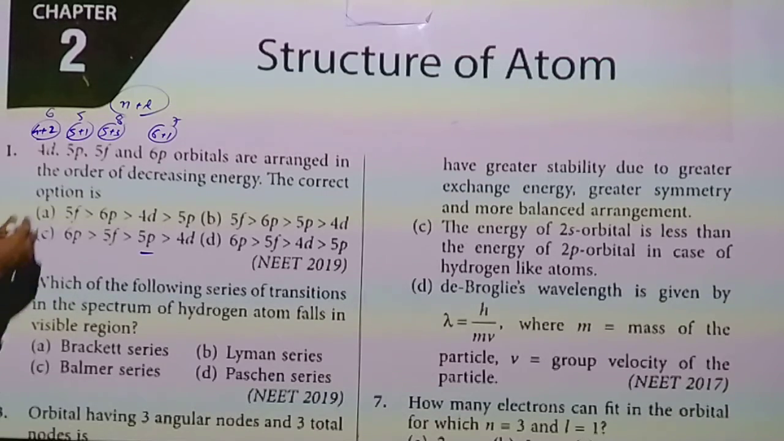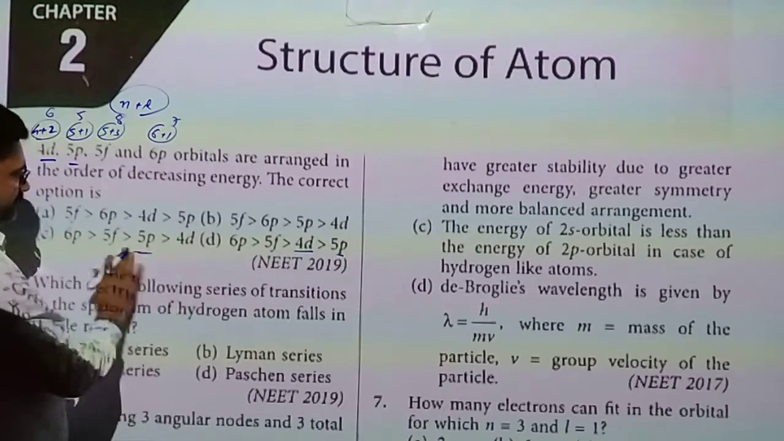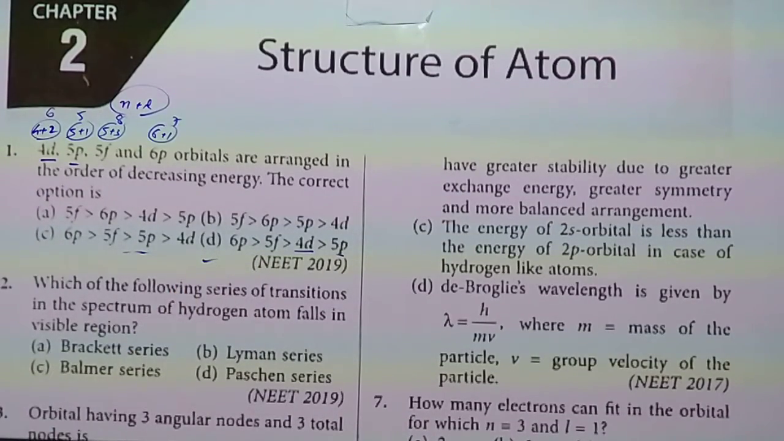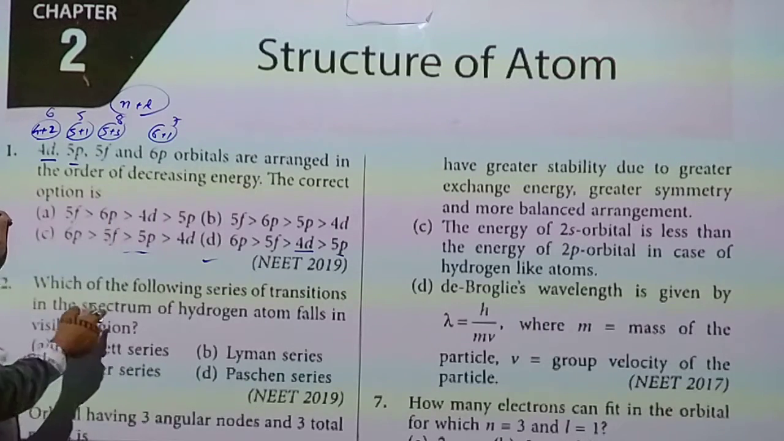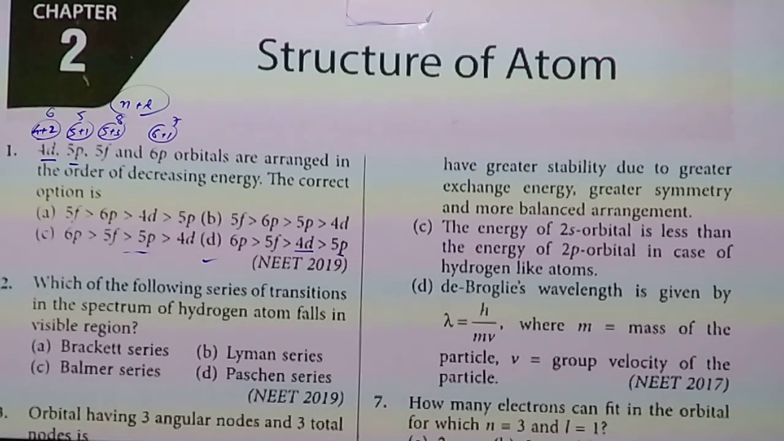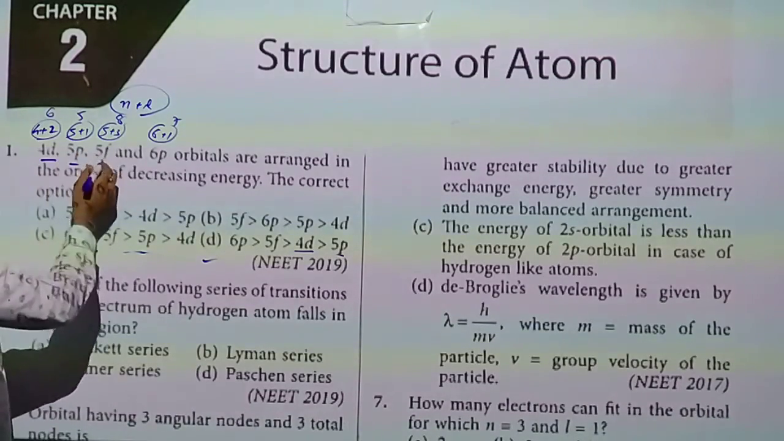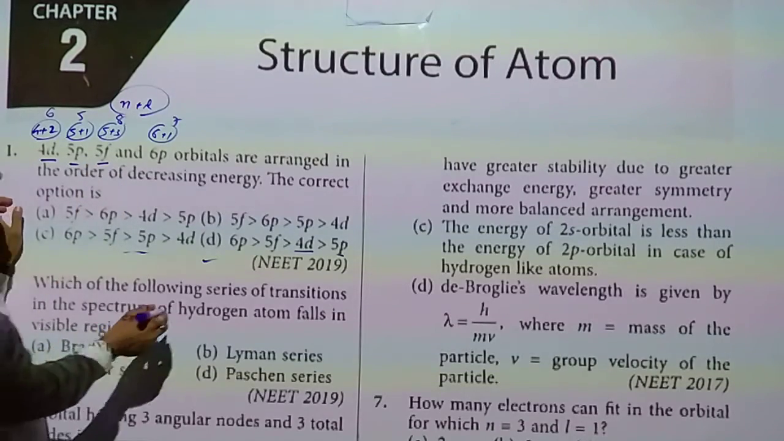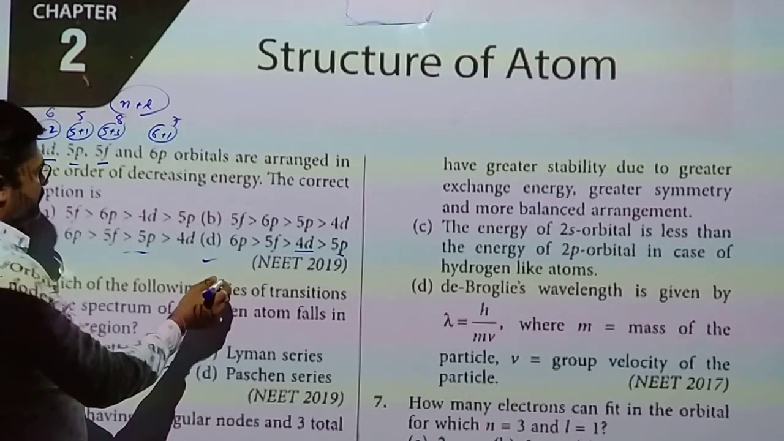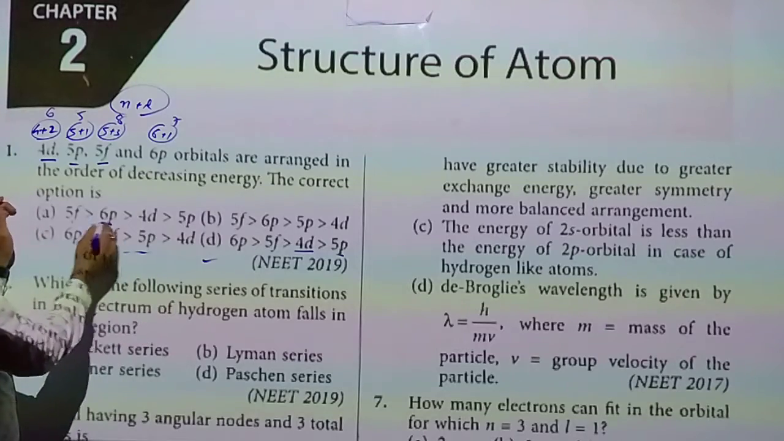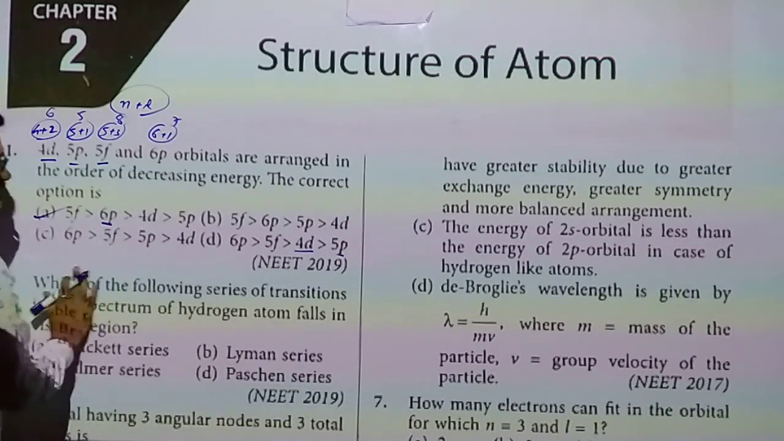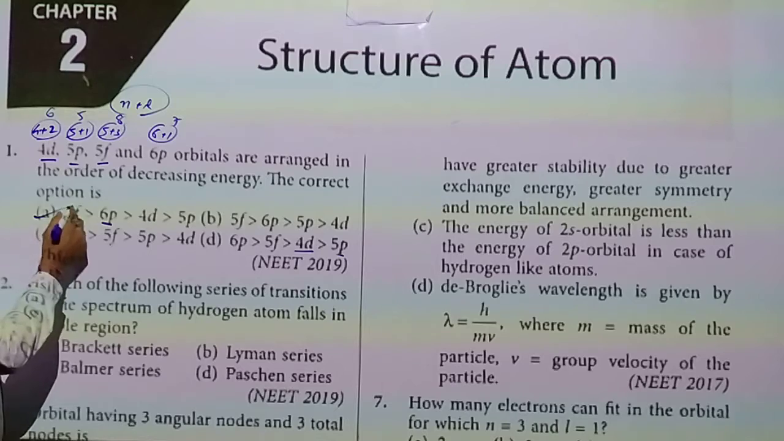Then 4d. So here 4d, this one is correct. Then 5f. Sorry, 6p. 6 plus 1, here 5 plus 3, there is a mistake, 6p comes first. Yes, so A is our answer.